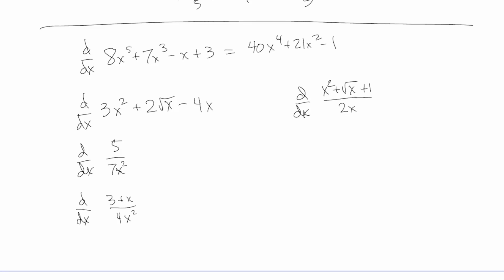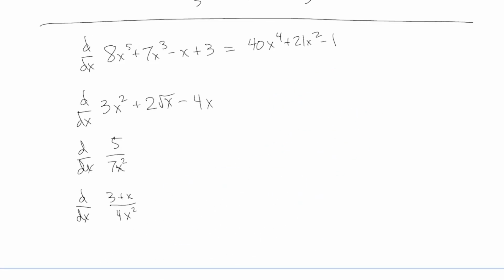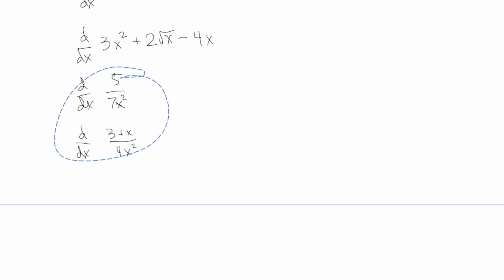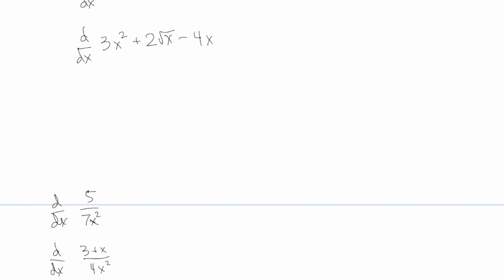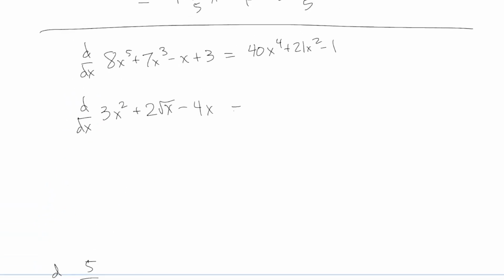Let's try the next one here. I'm going to move this stuff down so I have enough room. Remember, how do you handle the square root? The square root is the same as a 1/2 power. So this is the same as the derivative of 3x squared plus 2x to the 1/2 minus 4x. I didn't do the derivative yet. I just rewrote, changed the root x to x to the 1/2 power. And then I'm going to do the derivative.